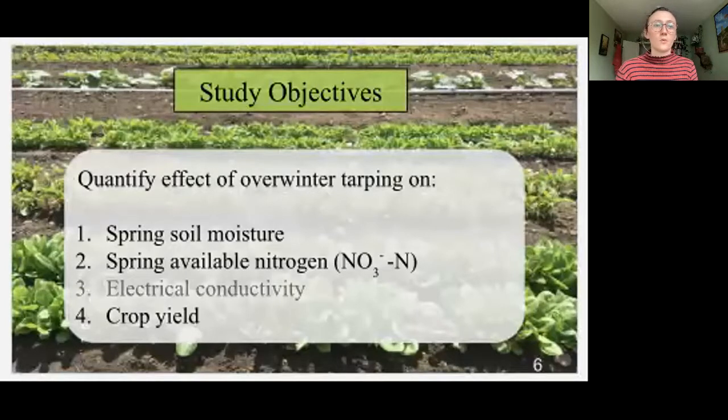So we are working to quantify the effects of overwinter tarping on soil moisture, soil nitrogen, electrical conductivity, which I won't have time to talk about today, and then crop yields. And this is a 2-year study, and we're in the throes of year 2 at the moment. I'll just be sharing with you the data from the first year.